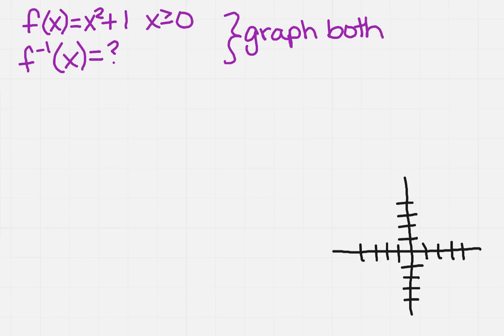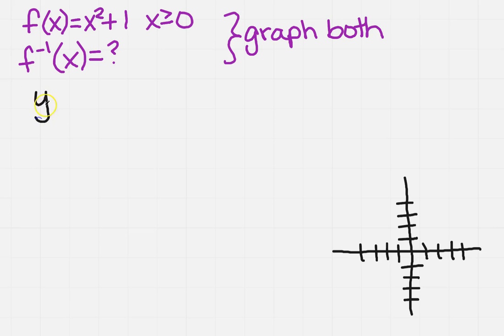For this example, what we want to do is we're given a function, f of x equals x squared plus 1, where x is greater than or equal to 0. And I want to find the inverse function, and then I want to graph f of x and f inverse of x on the same graph, which I have a makeshift one down here in the bottom right corner.